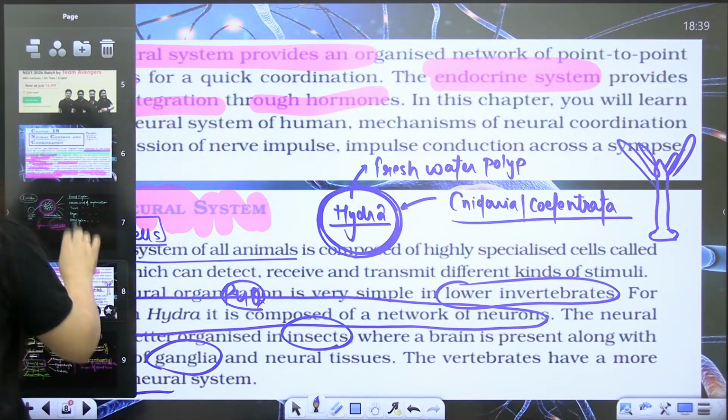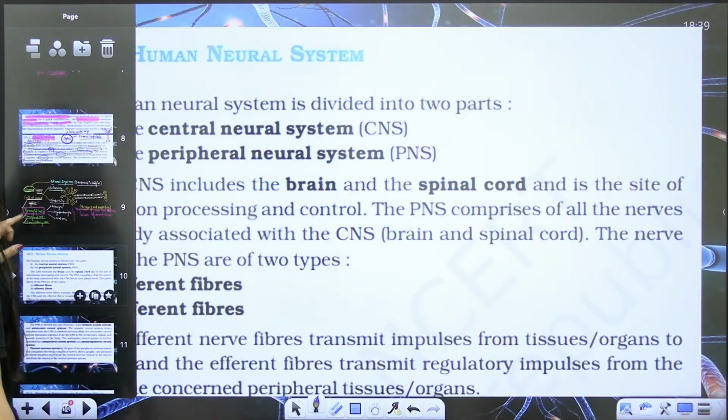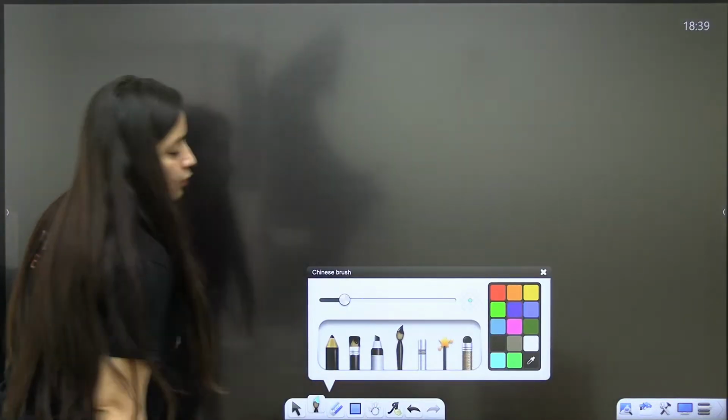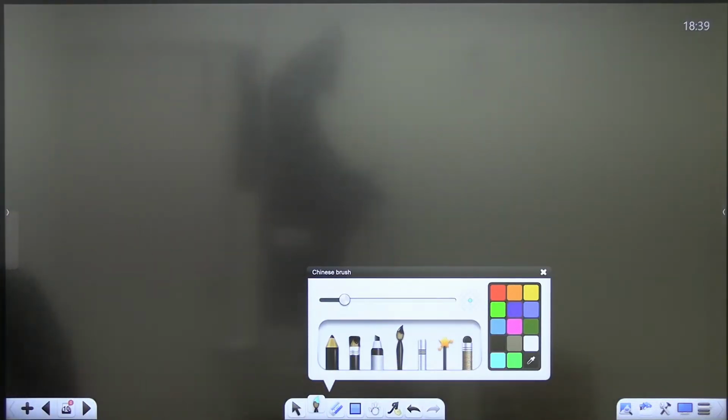We have a well-developed neural system. Is that clear? What do we have? We have a well-developed neural system. Okay? Sure? Chaliye.